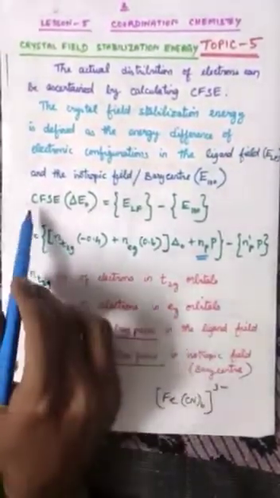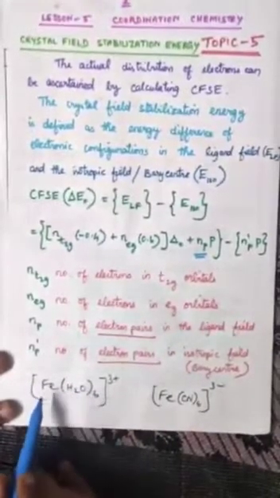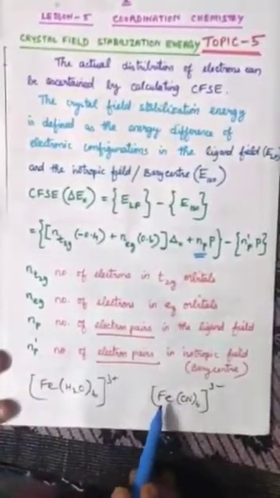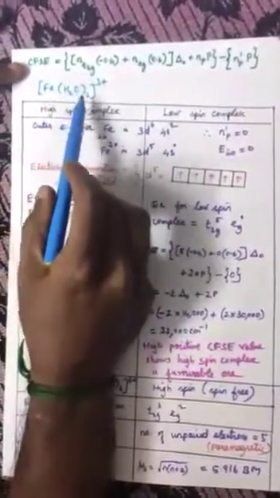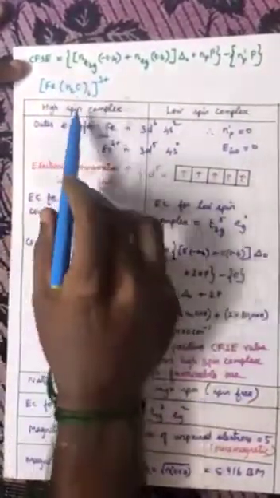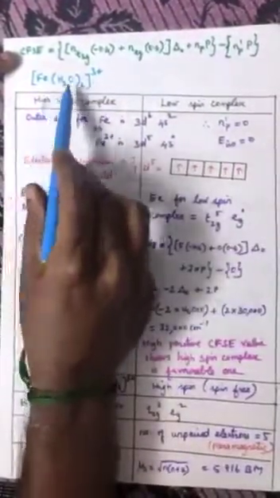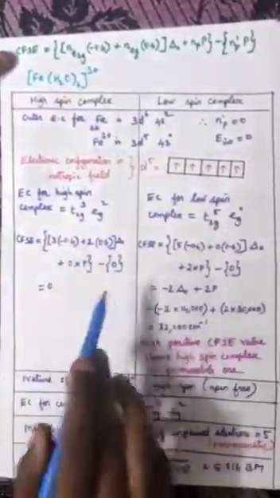Now I am going to calculate the crystal field stabilization energy for two different complexes. One is the hexaaqua iron(III) complex, and the other is the hexacyanido iron(III) complex. For these two complexes, I am going to calculate the crystal field stabilization energy. Once again, I have written the formula as it is. First, I have taken the hexaaqua iron(III) complex. I am going to calculate the crystal field stabilization energy by assuming it as a high spin complex and a low spin complex. Assuming both, I will do the calculation in two ways.